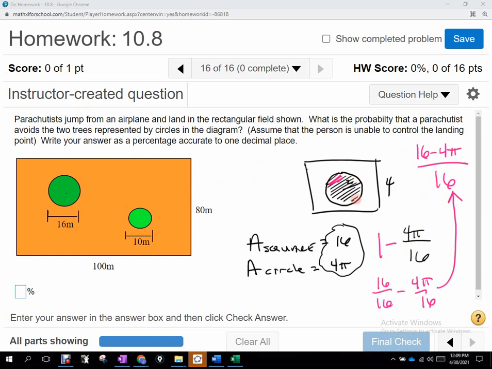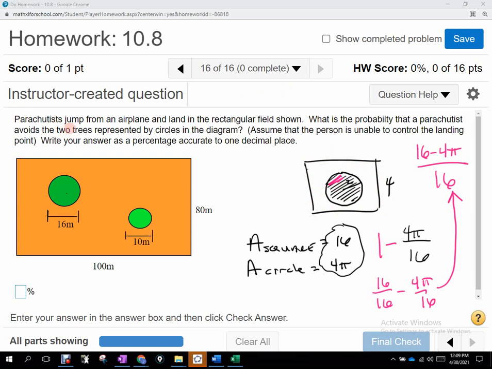But the idea is if I can find the probability of landing in that circle, then I should have an understanding of not only what the probability of landing in the circle is, but also at the same time the probability of landing in just the white. That kind of makes sense, everybody?